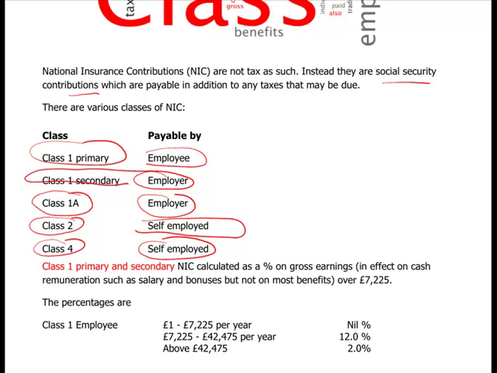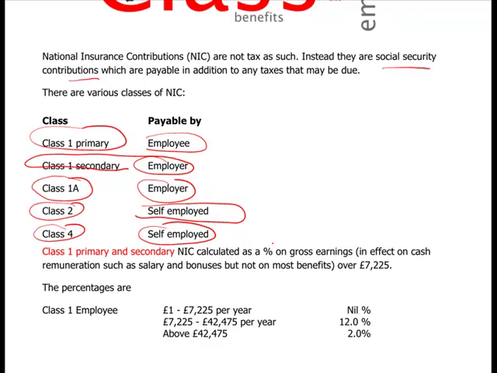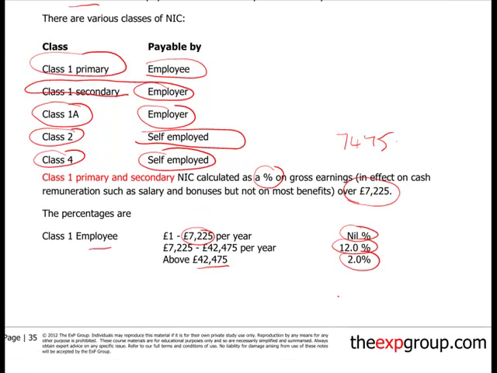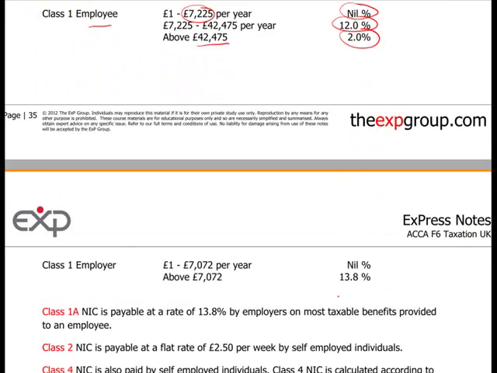Class 1 primary and secondary is calculated as a percentage on gross earnings, and it's usually over 7,225. So it's not quite the personal allowance. Remember, the personal allowance was 7,475. So there's a few little quirks here. At Class 1 employee is 7,225. It's nil. Above that, it's 12. And above 42, it becomes an extra 2% on the balance.